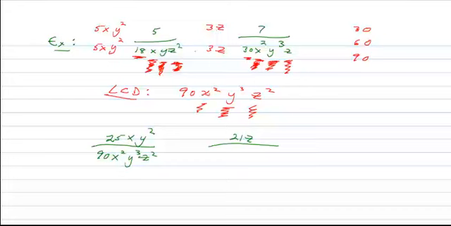And now in the denominator, when we multiply by 3z, we get 90 x squared, y cubed, z squared, which is what we expect because we were trying to get the LCD, and that's what we got.